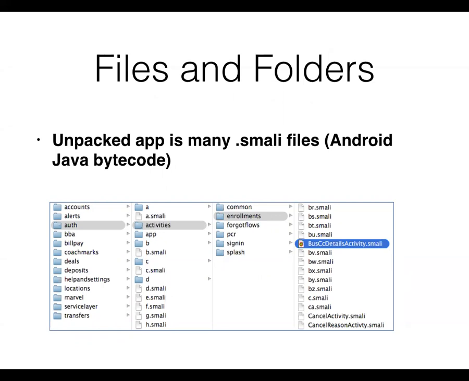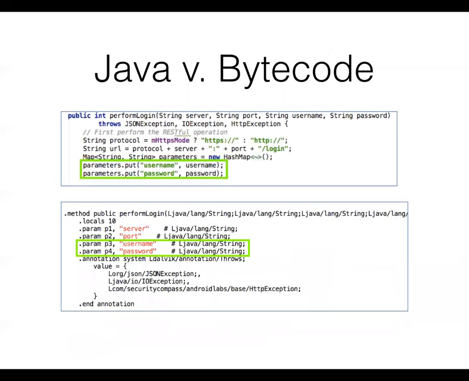It is partially compiled code, not down to machine language for a processor, but down to the language for a virtual machine, which is a Java virtual machine. So the original Java looks like this: public int performLogon, and things like strings and parameters. And this is the Smali, which is really very much like the original Java. This is the partially compiled stuff that runs in a Java virtual machine.